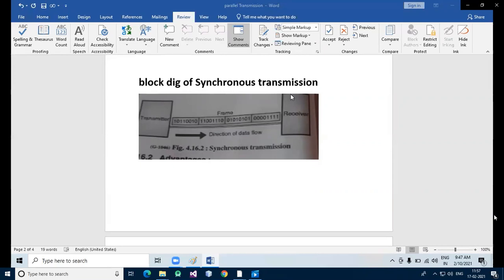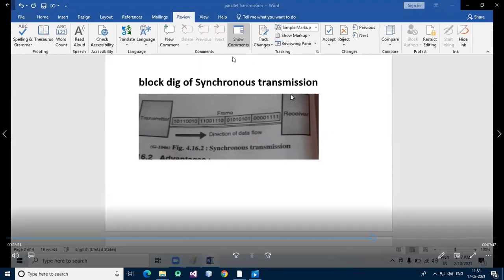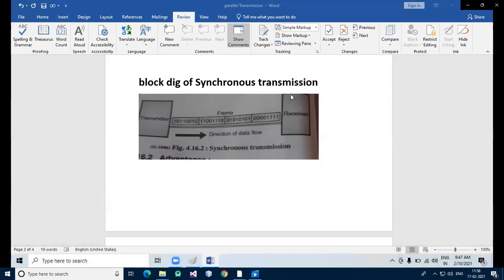This is the first parameter. In synchronous transmission, synchronization is required. In asynchronous transmission, start and stop bits are used, but in synchronous transmission, start and stop bits are not used. In asynchronous transmission, gaps between data blocks are present, and in synchronous transmission, gaps between data blocks are absent. Asynchronous transmission speed is slow and synchronous transmission speed is high.